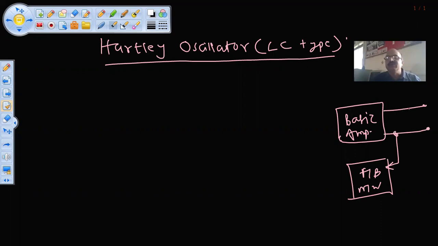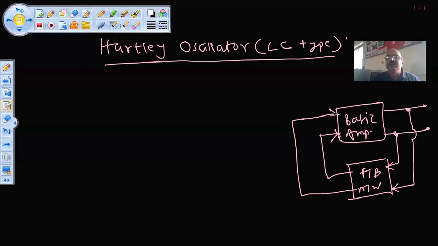What do you mean by positive feedback? The meaning of positive feedback is the feedback signal is in phase with the input signal. Okay, so there is no actual input. We are just passing on the output to the input. This is the way the feedback is given in oscillators. This is a positive feedback, and here you get the output. So this is the block diagram of any type of oscillator. It will have a basic amplifier and a feedback network.